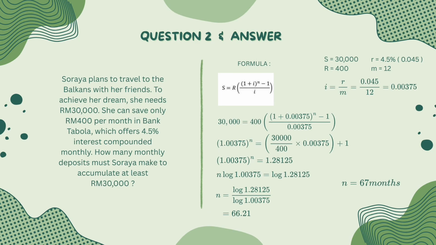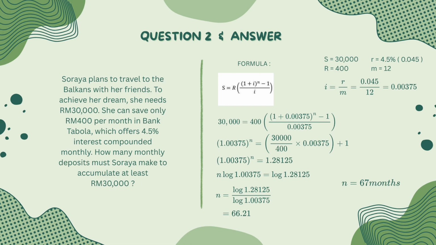By this question, we can see it is the chapter on annuity. The formula given is S equals R open bracket (1 plus i) to the power of n minus 1 close bracket over i. So we can see the S is 30,000 ringgit. S must be equal to or more than 30,000 ringgit. The R is 400 ringgit, and i equals r over m, 0.045 over 12, equals 0.00375.